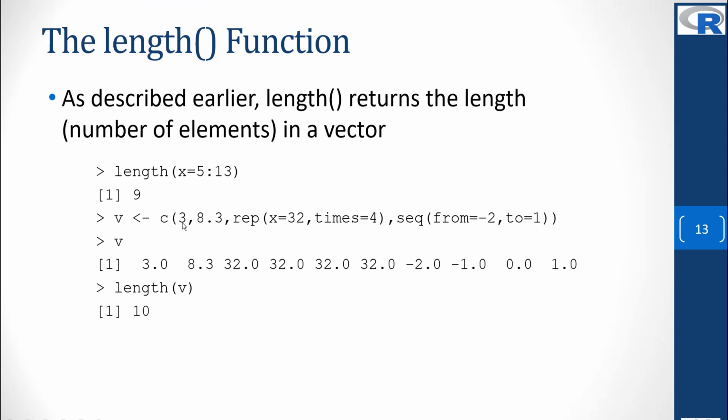And then we're doing an interesting little combination here. We're taking a vector with the contents 3, 8.3, and then the replicated number 32 4 times, and then the sequence from -2 to 1. So we're going to get quite a few values in here. So you get 3, which corresponds to here in the vector, then 8.3, and here's those 4 replicated 32s, and then we have the sequence, -2, -1, 0, and 1. So this gives us a length of 10: 1, 2, 3, 4, 5, 6, 7, 8, 9, 10 elements.